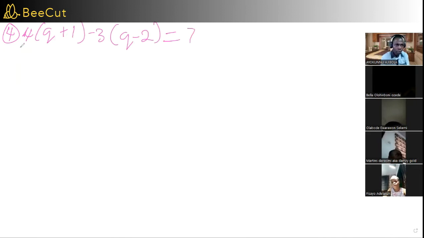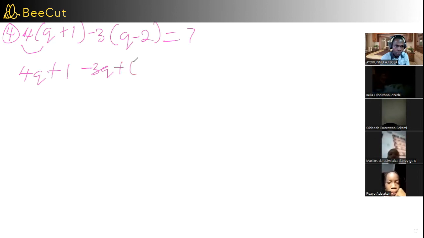So here we're going to expand this. 4 times q is 4q, and 4 times 1 is plus 4 because they are all positive, so I have a positive result, like I showed you on the previous screen. Negative 3 times positive q, so that is negative 3q. Then negative 3 times negative 2, that is positive 6, and this is equal to 7.